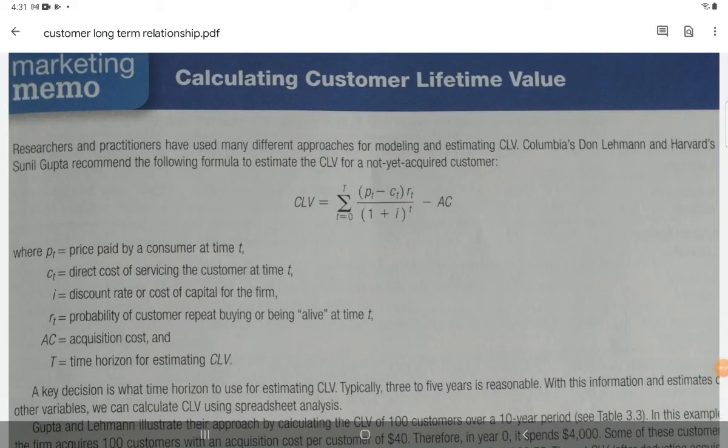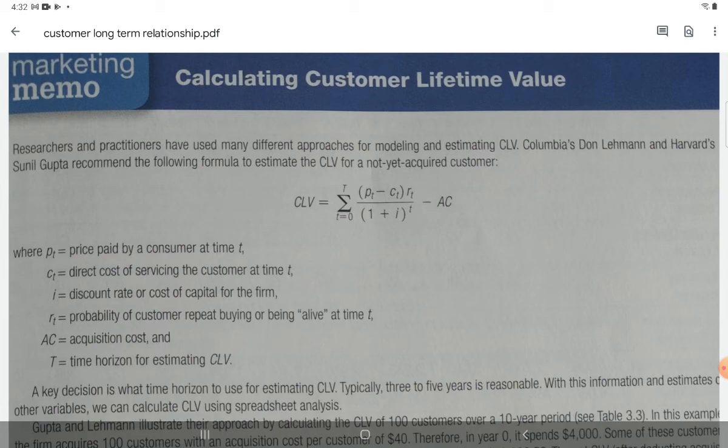This video has been made to discuss the basic concepts associated with customer lifetime value, and on your screen you see the marketing memo on calculating customer lifetime value. This page has been taken from the textbook on marketing management by Philip Kotler and Kevin Lane Keller.